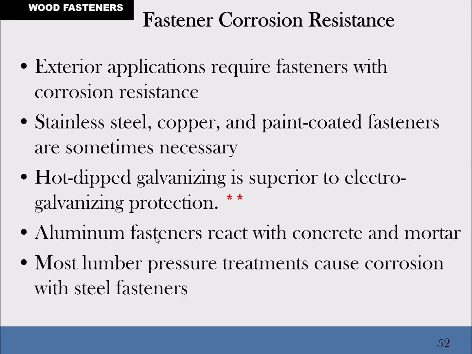So, coming near the end finally here, fastening corrosion or dealing with corrosion resistance. You need fasteners that won't rust away if they're going to be for exterior applications. So stainless steel can be used, copper can work, special paint-coated fasteners sometimes used. So most of our decking screws now for exterior decks are going to be painted screws with a very special high-grade paint. They can take a lot of beating and last a long time.